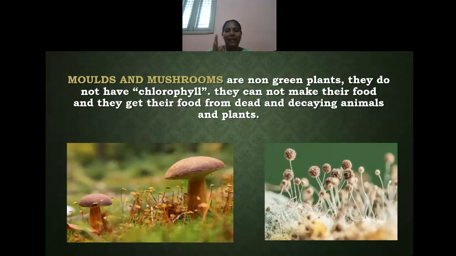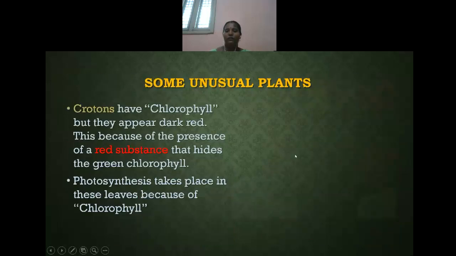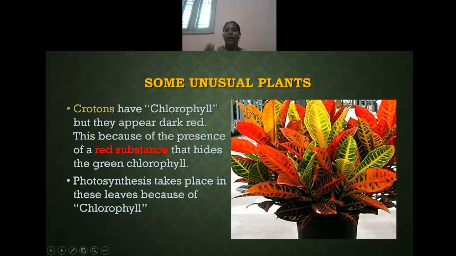Actually, that is a fungus. If you see it under the microscope, we can observe the molds like this. These also didn't have chlorophyll. Same as mushrooms, they also absorb the nutrients from the host. Then the final one is the croton.